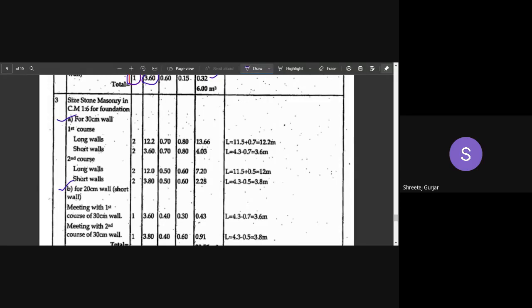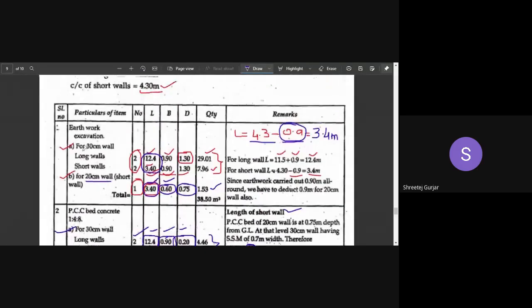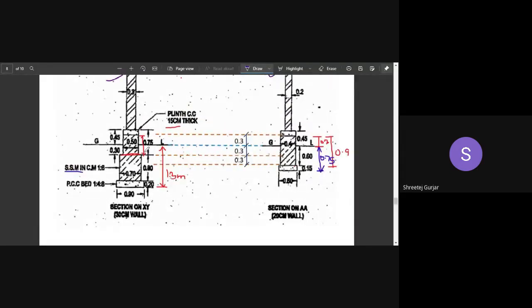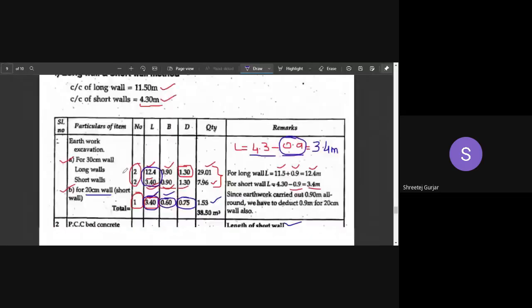We can see in your cross section that it has two steps. This is your first step of 0.7 meter width, and this is your second step of 0.5 meter width. The height of your first step is 0.8 meters, and the width is 0.7 meters. So that is what we will write here.